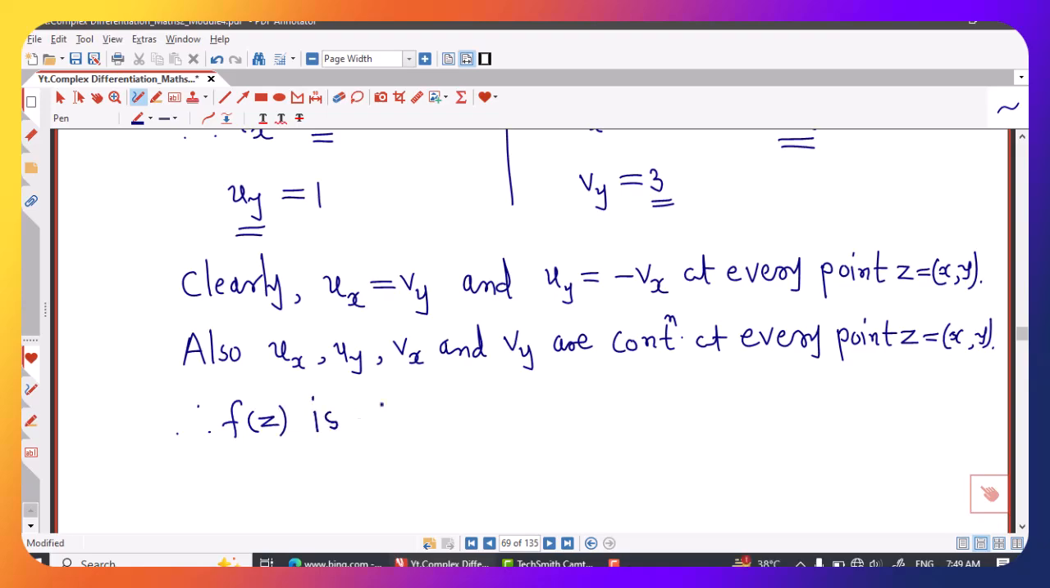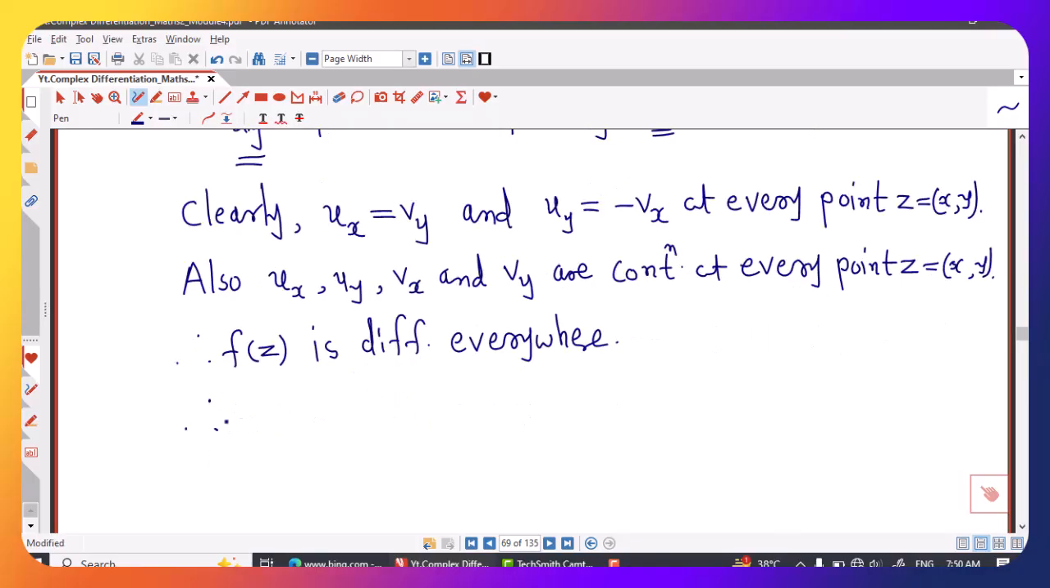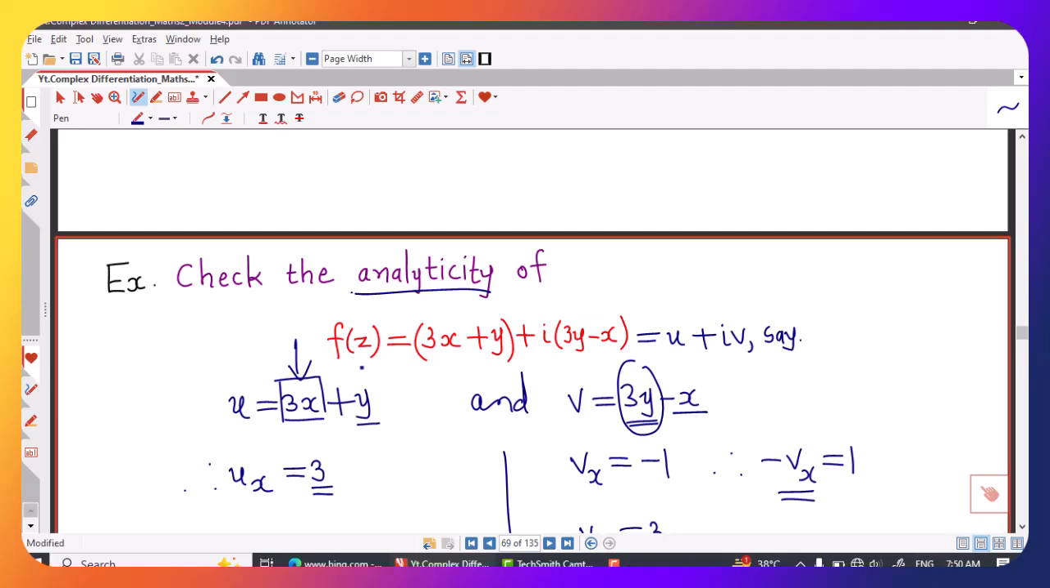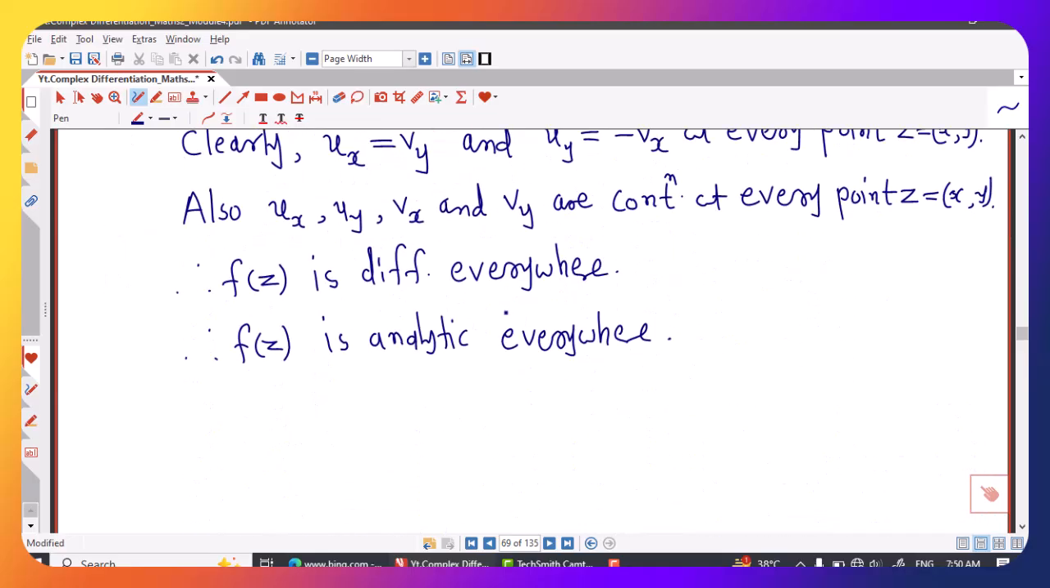So we can write that f of z is differentiable at every point, or simply f of z is differentiable everywhere. And we know that if a function is differentiable everywhere, then it is analytic everywhere. Therefore f of z is analytic everywhere, and a function which is analytic everywhere is an entire function. So this is another example of an entire function, but here we are just asked to check the analyticity of this function. So we stop here: the function is analytic everywhere.